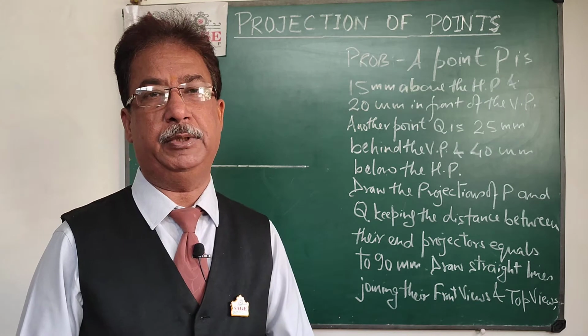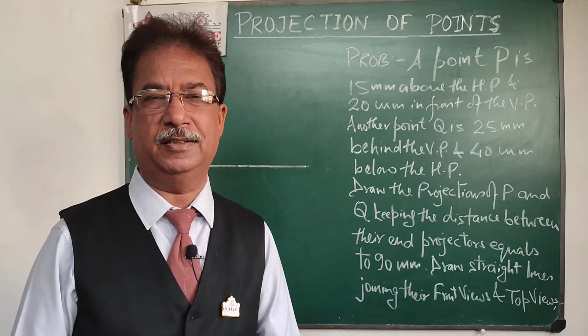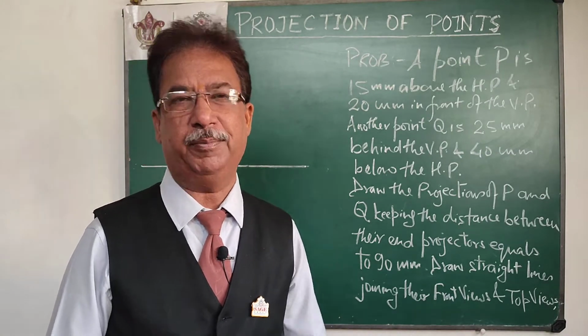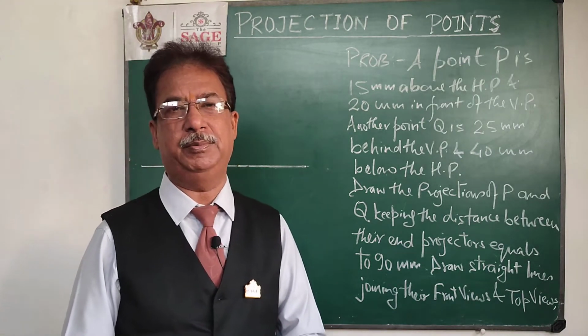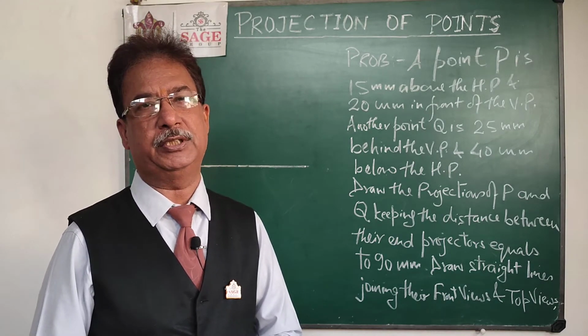Then when we have multiple points and we join two points by the shortest path, we get a straight line. So that may be the beginning of our new chapter, the projection of a straight line. But right now this will be a problem on projection of a point.